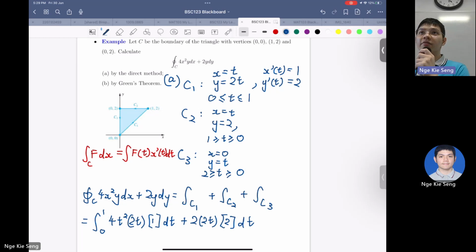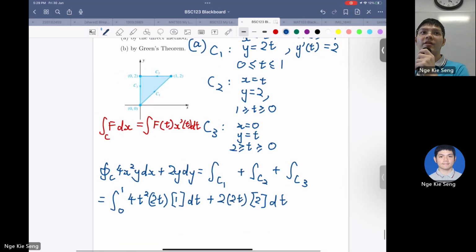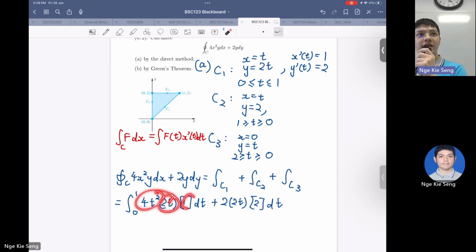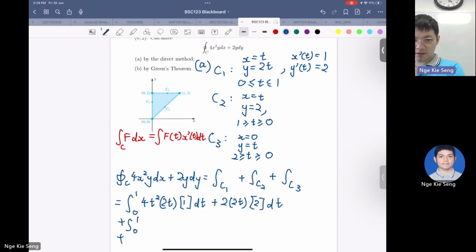Okay or not? Does everyone get this line? Can everyone get this line? Do you know how every factor is coming in here? So you can do it for C2, C3 also. Okay, so let's do it for all the C.